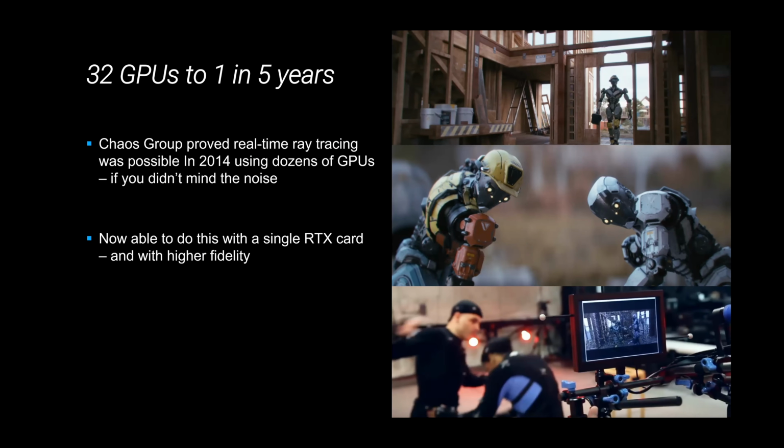So we proved at Chaos Group that you could do real-time ray tracing about 5 or 6 years ago with a project called Construct, where we did motion capture and used a cluster of GPU machines to actually render that in real time. Of course, it was noisy, but today you can now do that on a single RTX card with Lavina and with much higher fidelity. So we like to say that we went from $250,000 to $1,000 in 5 years, which we think is a great potential for all designers and artists out there.